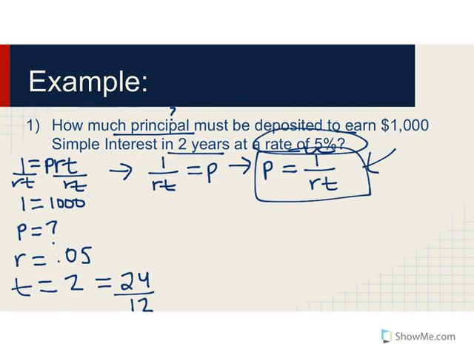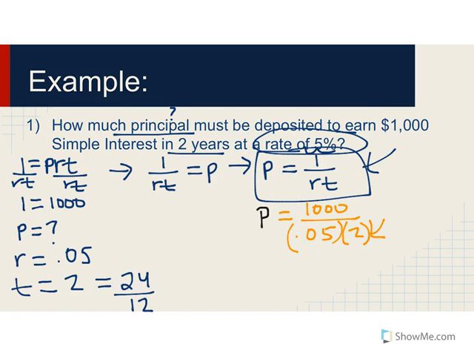So now we're going to plug into our new formula. When we plug that in for each of those variables, we are again finding the P. We have $1,000 divided by, the $1,000 is the amount of interest we gained. Our interest rate is 0.05, and then we're going to multiply that by the years. So 24 months over 12, if you were to simplify that, still gets you 2. So now we have our formula. We can go ahead and simplify.